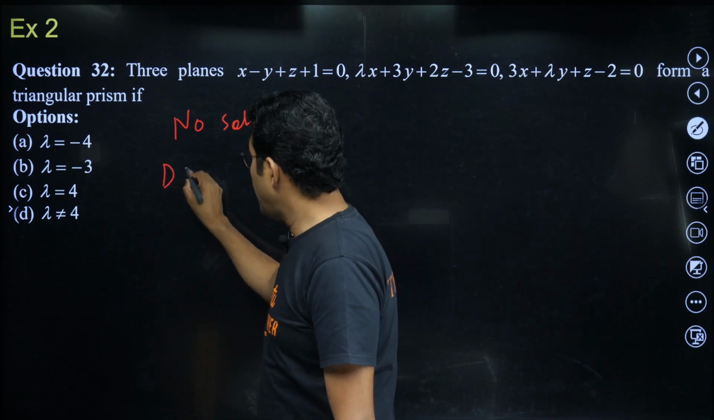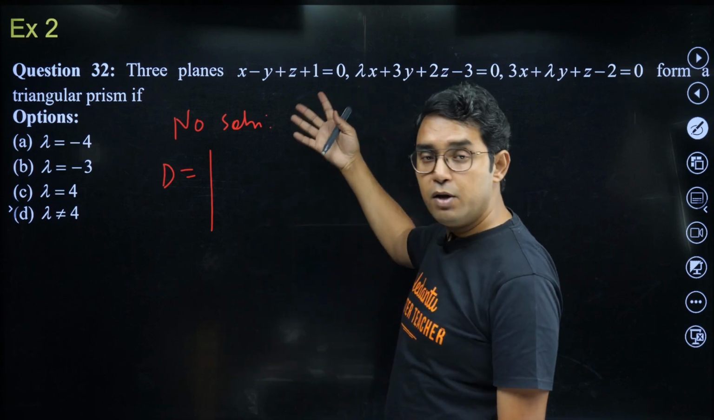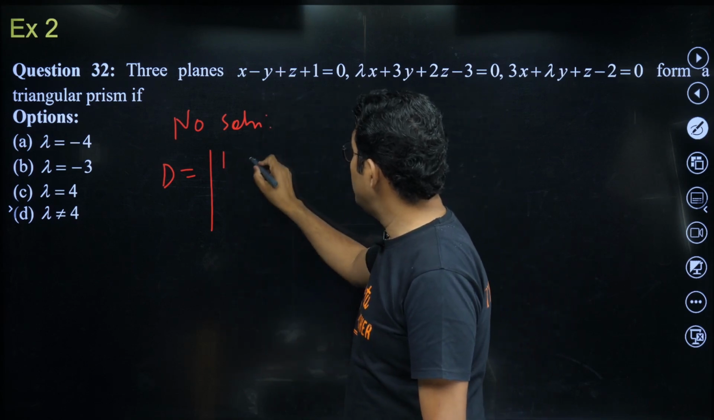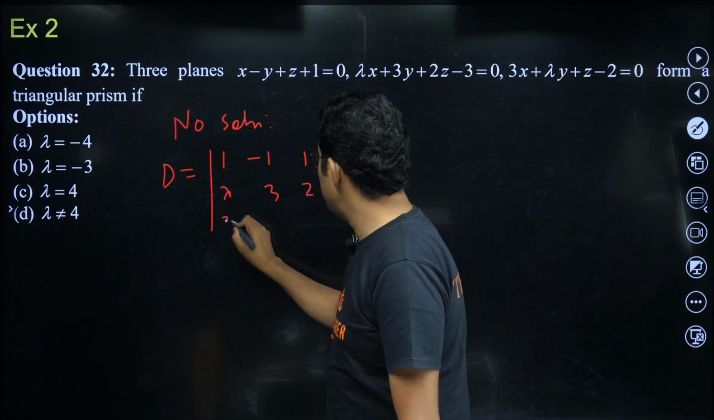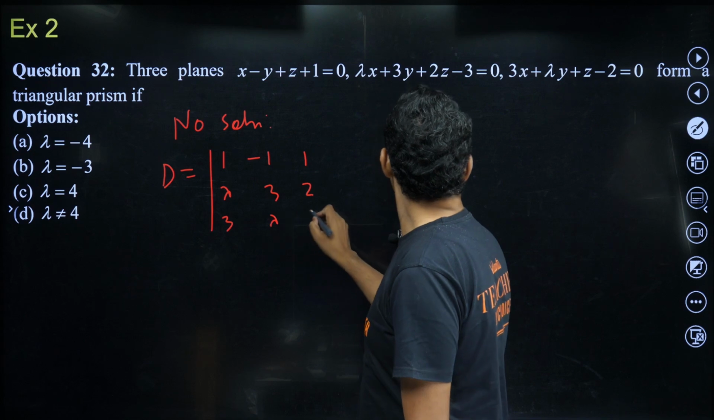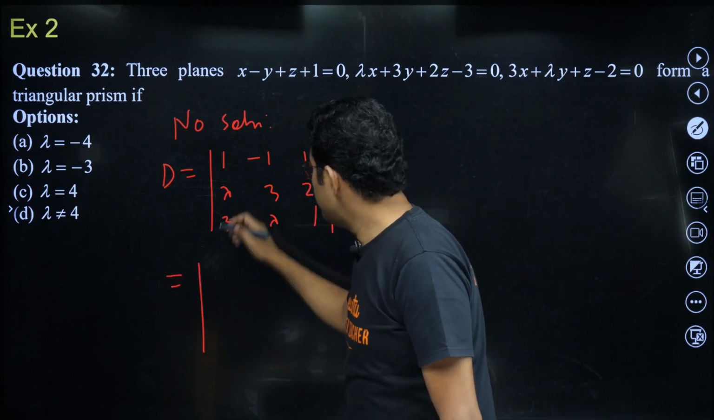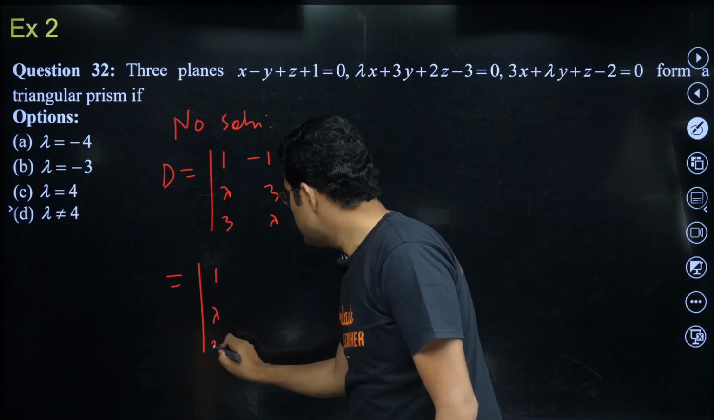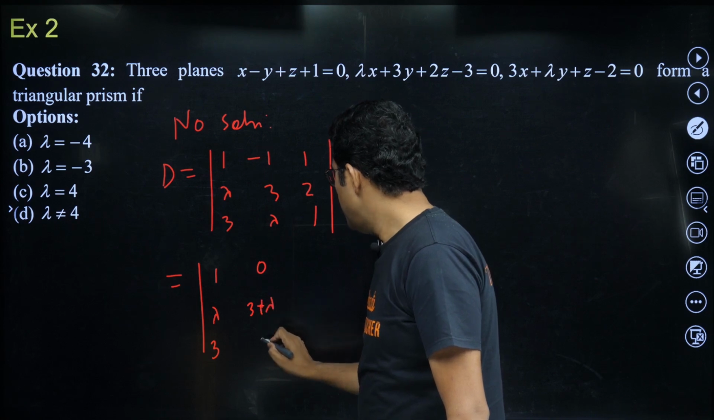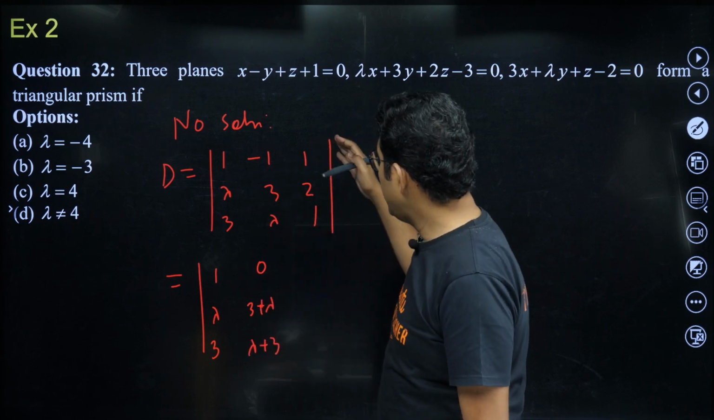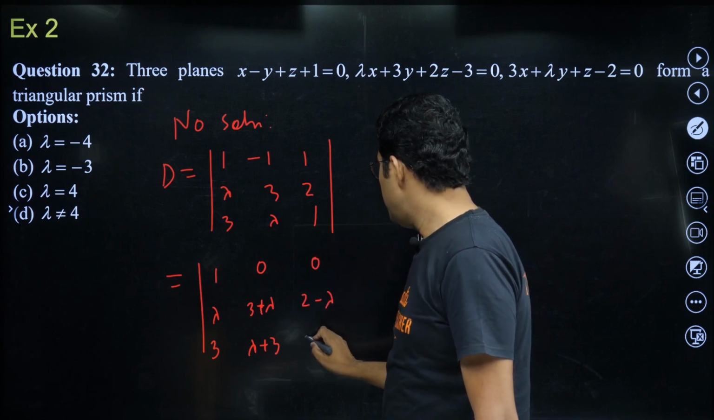Here I will suggest, I am not saying that the shortcut method will not work, but I will suggest you start with D equal to 0 only, where the first row will be 1, -1, 1, then lambda, 3, 2, and here it will be 3, lambda and 1. Now if you open it, maybe we can use a property where the first column is as it is, and this is added to the second column, so 0 here, 3 plus lambda here, and lambda plus 3 here. Subtract the third column from the first one, so 0 here, 2 minus lambda here, and -2 here.